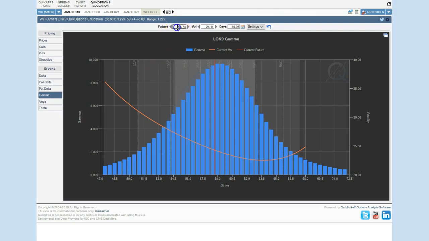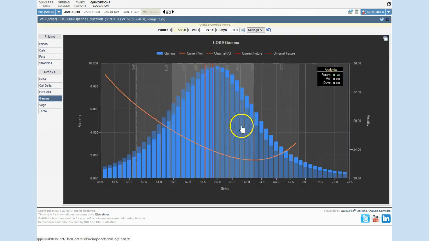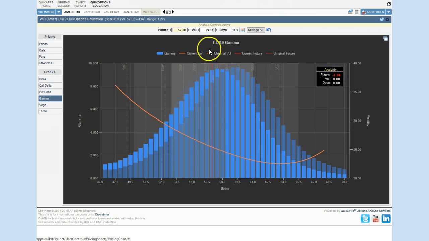So let's just take a quick look at this. Let's move our future up to 59.5. Okay, and we see that our gamma's shifting. We moved up, so we move towards strikes. As you move towards strikes, your gamma is going to increase, and as you move away from strikes, your gamma is going to decrease. Okay, so that is something that you'll notice as you play around with it, and you'll reinforce that as you have more experience in the options market. And again, same thing. I went to the downside. Our gamma, as we move towards strikes, increases, and as we move away, it decreases. Okay, so I'm going to reset that.